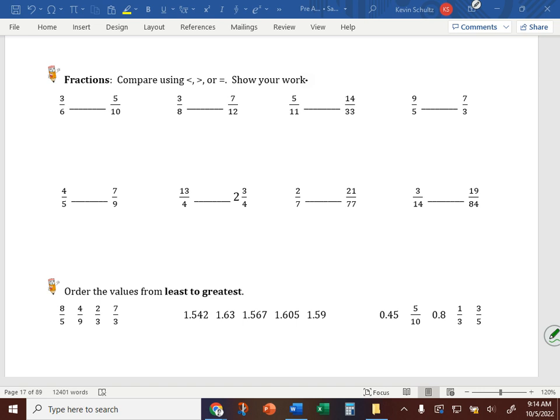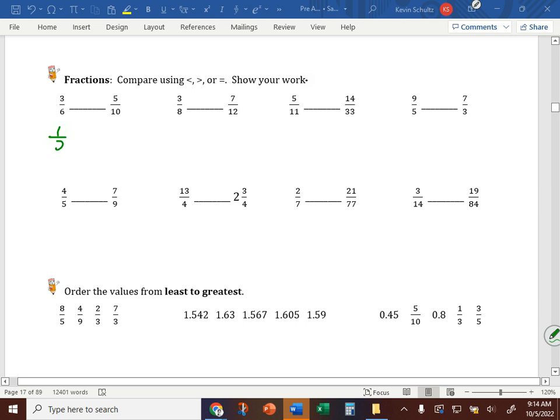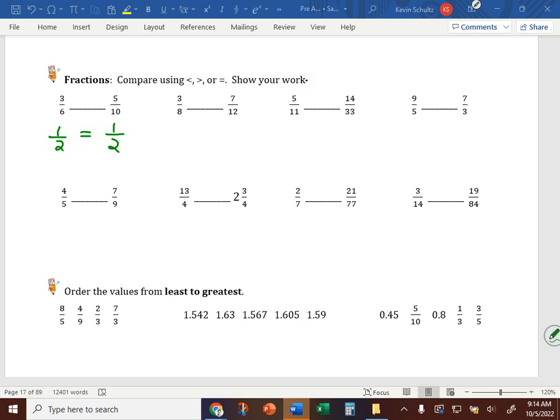Okay, if you simplify each of these fractions, 3/6 simplifies to 1/2, 5/10 simplifies to 1/2. It's the same value, right? If you know that 3 is half of 6, 5 is half of 10, okay, you know that they are the same value.